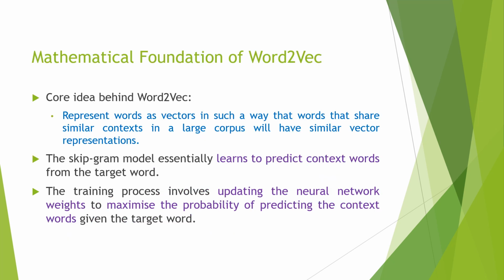Let's now discuss the mathematical aspect of Word2Vec. It represents words as vectors by analyzing the similar relationships present between words in a large corpus, and it gets a similar representation for them in a vector space. When you use skip-gram, it predicts context words for the given target word, and the training process uses a neural network to update the weights and minimize the error based on the probability value of the predicted value.